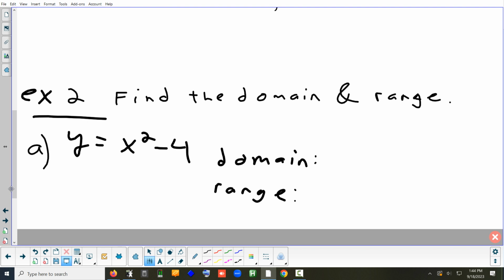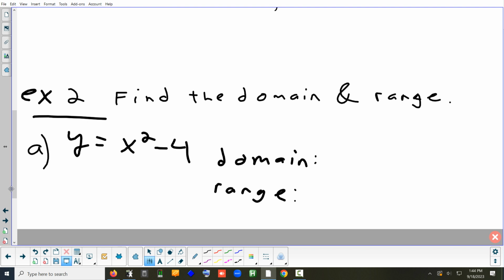Is there a fraction bar in this problem? So no, we don't have a square root symbol, which is one thing we got to be careful with. We don't have a fraction. That's the other thing we have to be careful with. Neither one of the problems that can happen with the domain are in this one. So what do you think the domain is going to be then? All real numbers, yeah.